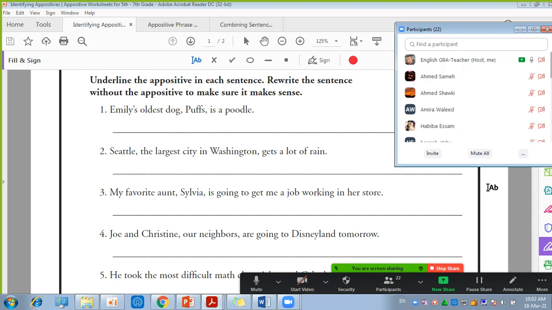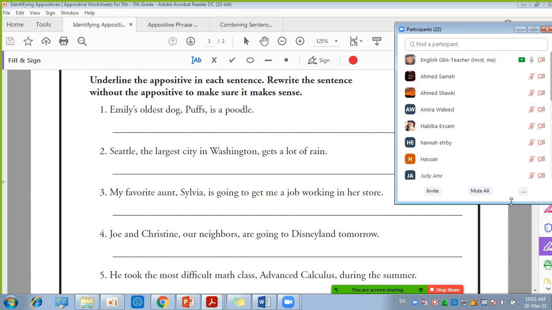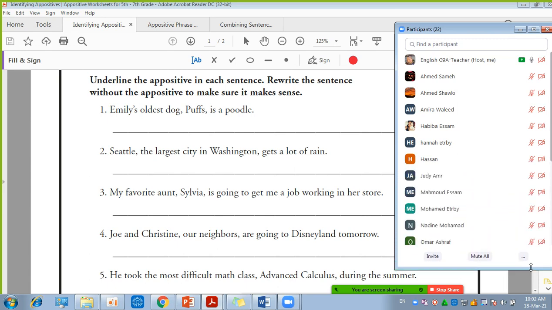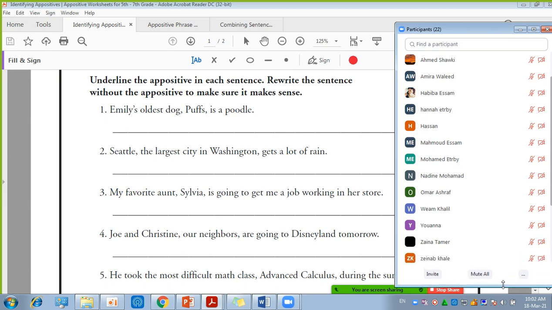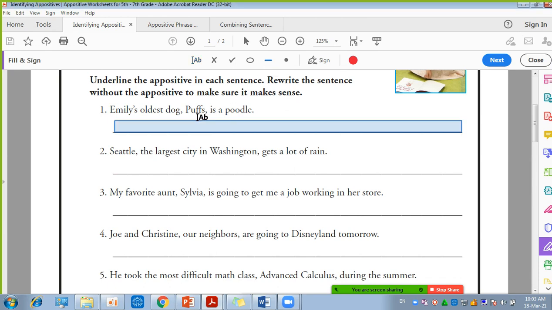Okay, Habiba Hassan. Habiba is not here. Judy Amr. Yes, miss. Okay, the first one. Emily's oldest daughter, Puffs, is a poodle. Where is it? You said Puffs, right? Yes, Puffs is the appositive one.